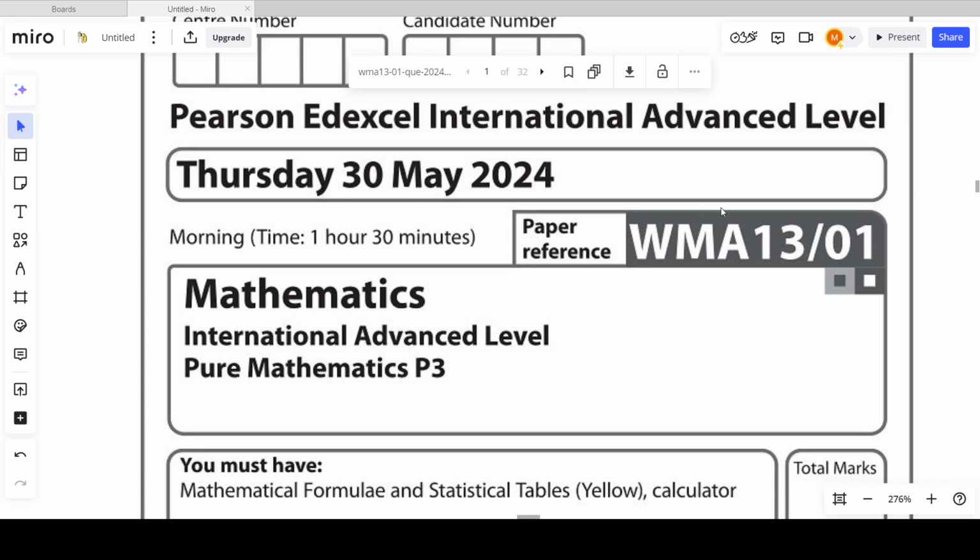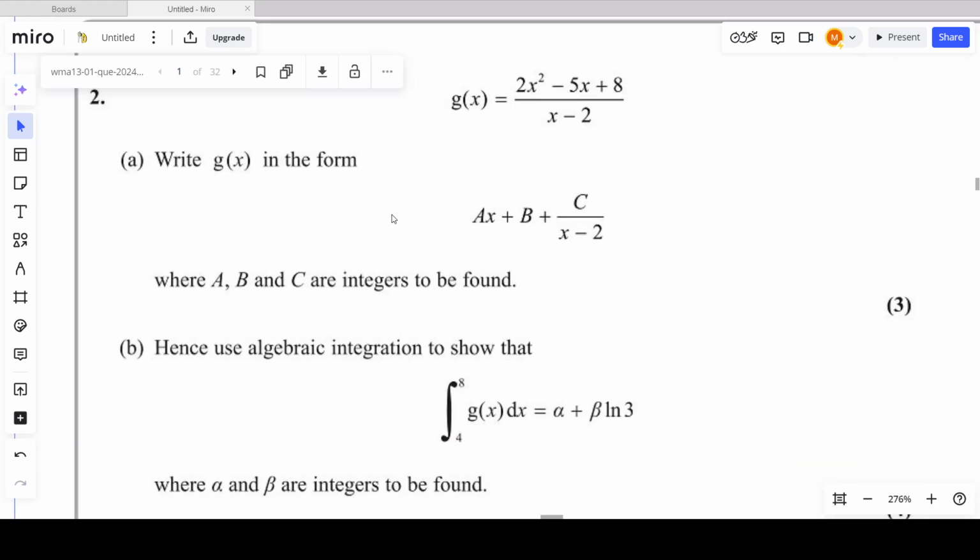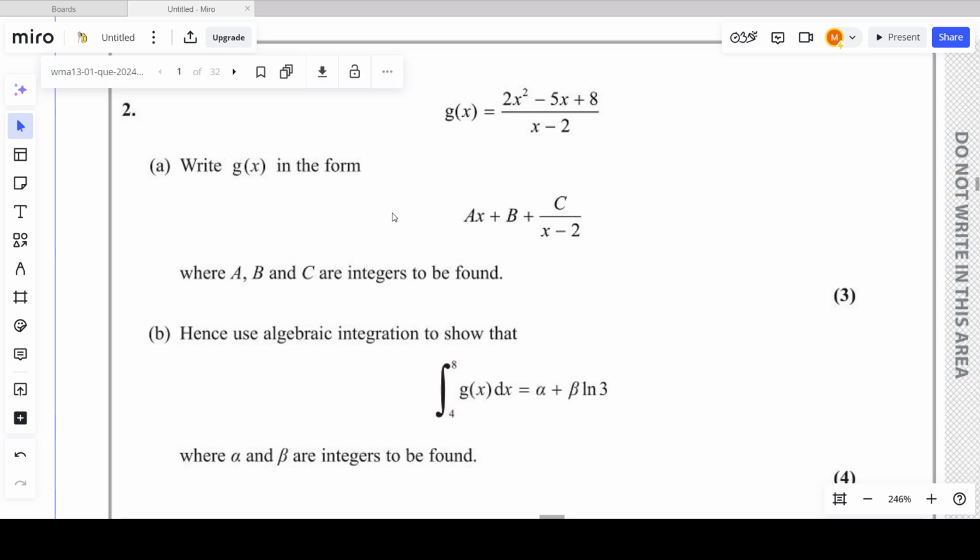Okay, so let's see question number 2. Basically, question number 2 is from algebraic methods, the very first chapter of your P3 book, and the second part consists of integration, which is chapter number 7 of your P3 book. Okay, so let's get started with the first part.